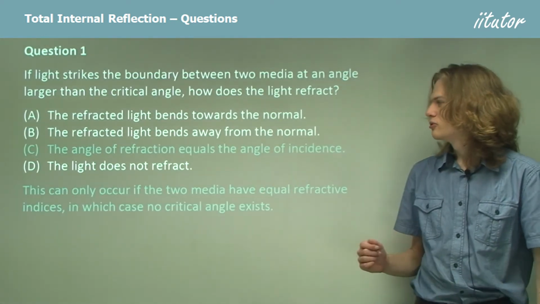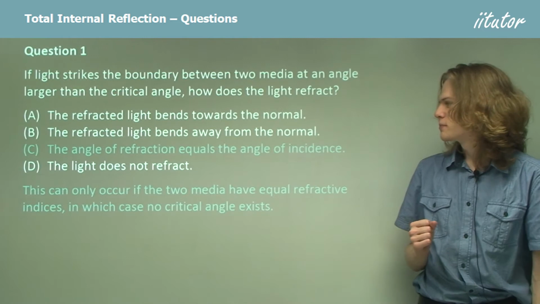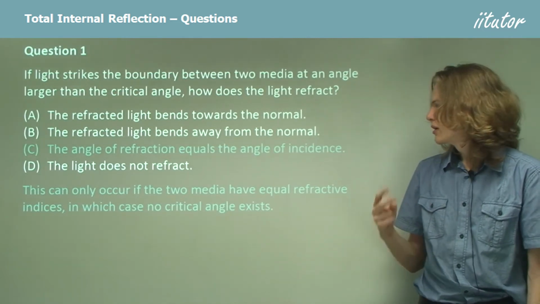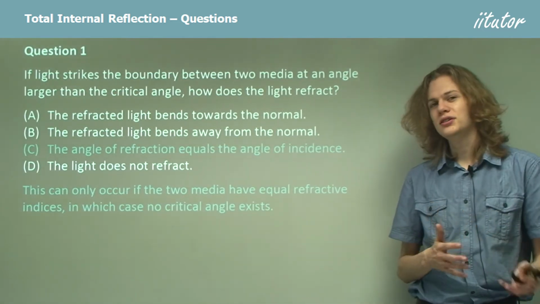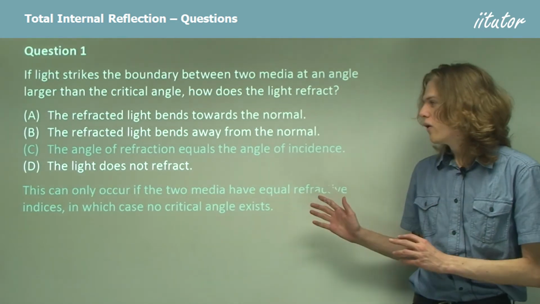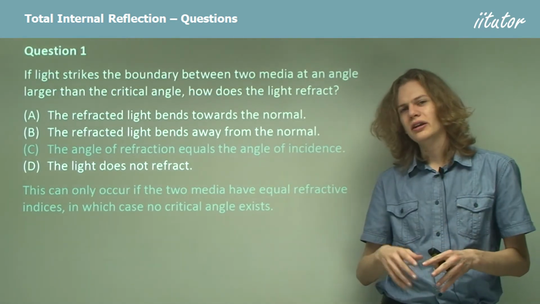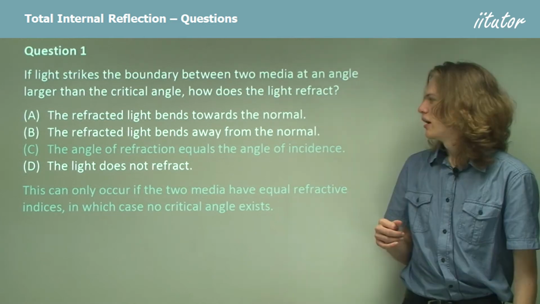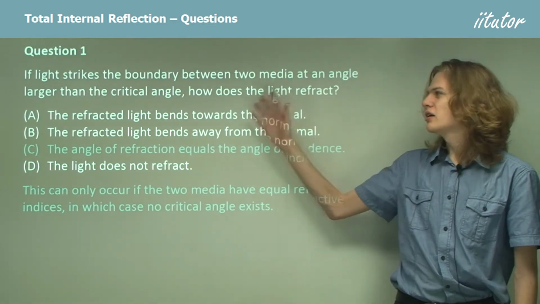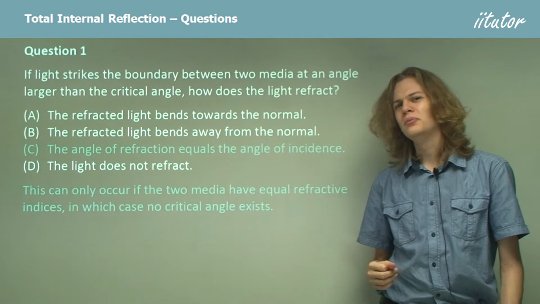Is it C, the angle of refraction equals the angle of incidence? This can only happen in two cases: either if the two media have refractive indices that are exactly equal, or we have the incident ray coming in at 0 degrees to the normal. And in this case, we're looking at an angle larger than the critical angle, which will probably not be 0 degrees.